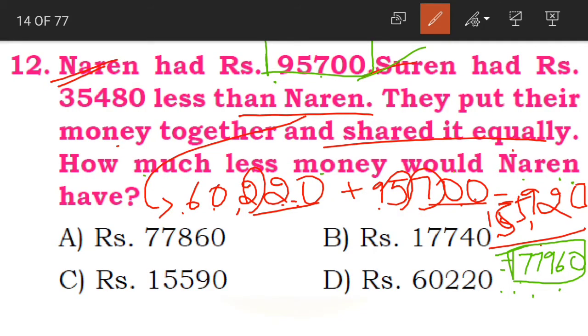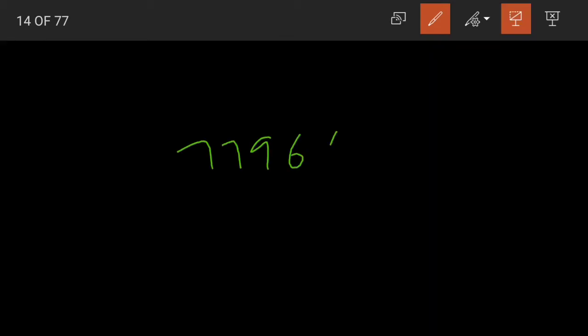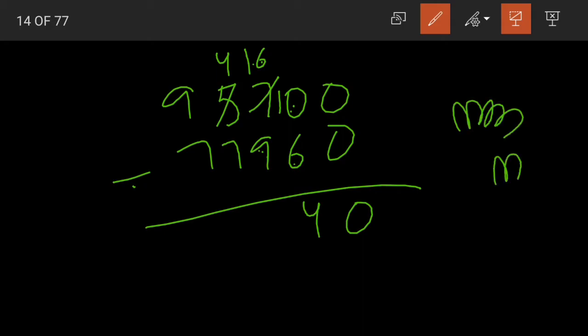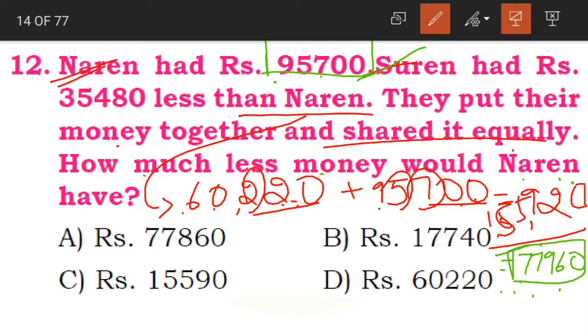95,700 minus 77,960. 0 minus 0, 0. 0 minus 6 not possible. So we'll borrow. 10 minus 6, 4. 6 minus 9 again not possible. We'll borrow. 16 minus 9 is how much? After 9, 10, 11, 12, 13, 14, 15, 16, 7. Now 4 minus 7 again we need to borrow. 14 minus 7 is 7. 8 minus 7 is 1. What is the answer? 17,740. That is option number B.